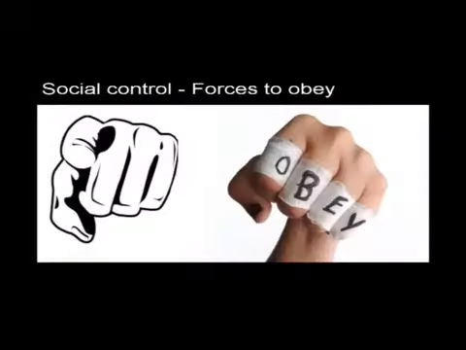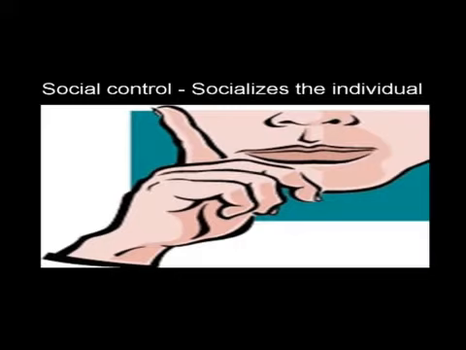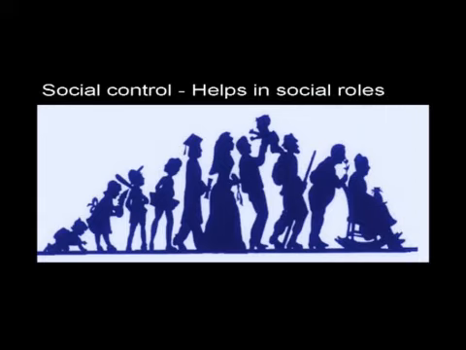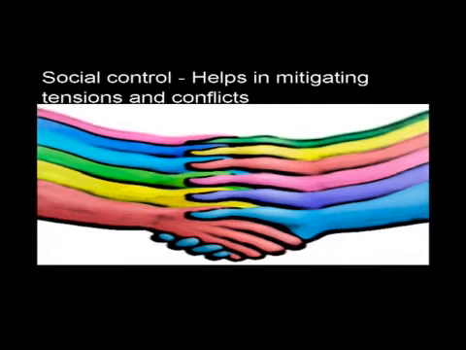Next is the functions of social control. The first one is it forces persons or the citizens to obey social decisions. 2. It maintains the equilibrium and stability of the society. 3. It helps in proper socialization of the individuals. 4th, it helps in performing social roles. 5. Social control helps in mitigating tensions and conflicts among members.